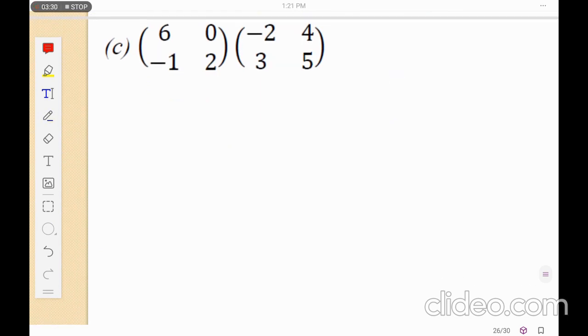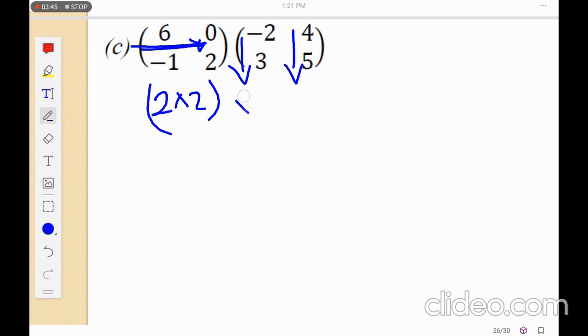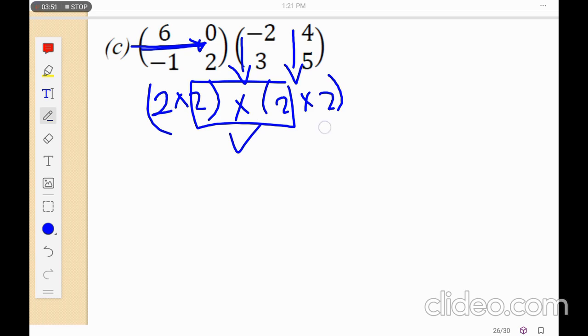Now we are doing multiplication. Multiplication, we do this row by this column, again this row by this column. So before you do any multiplication, you should check if you are able to multiply. This is a 2 by 2 matrix multiplying a 2 by 2 matrix. These numbers here are the same, so we can multiply, and our answer is going to be these numbers, 2 by 2. Okay, so let's do the multiplication.